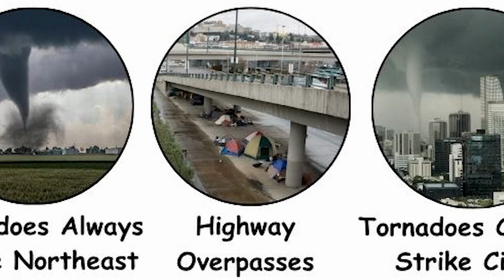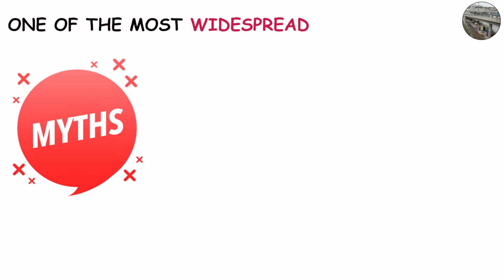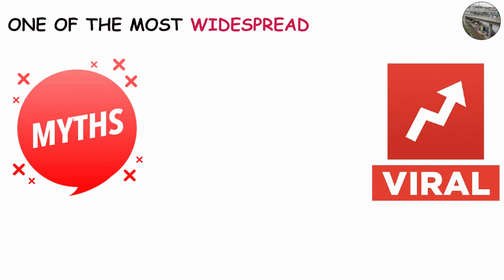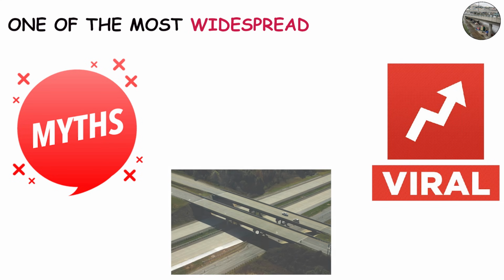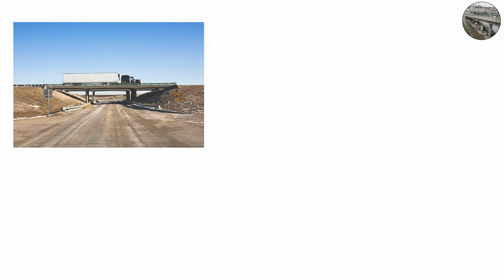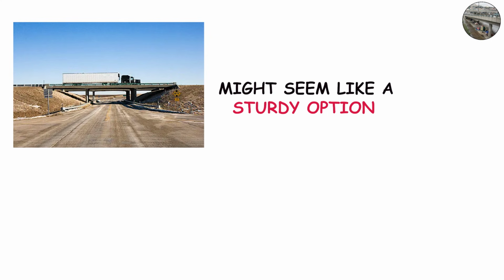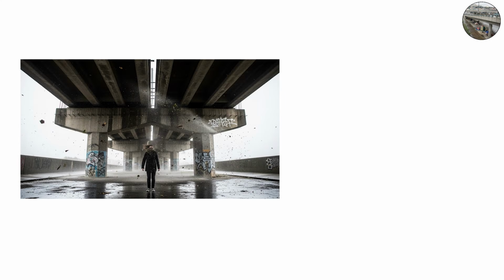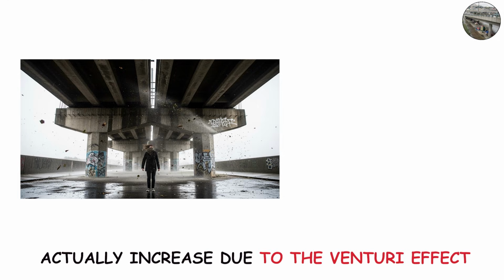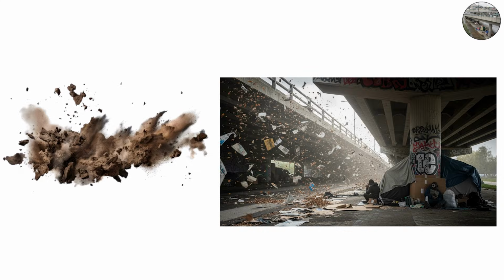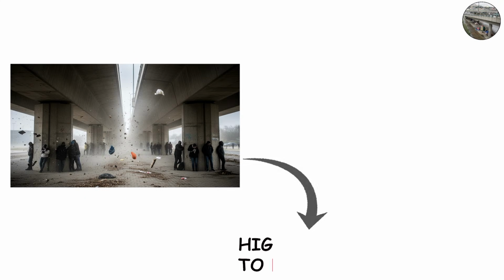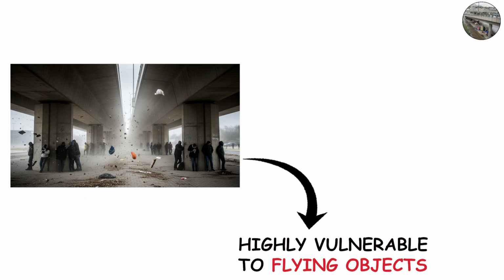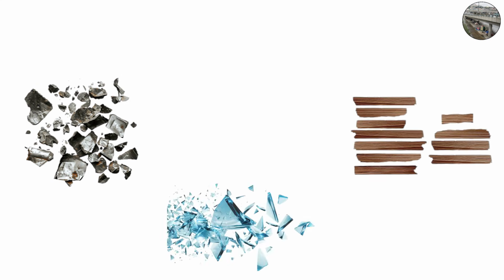Highway overpasses are safe shelters. One of the most widespread myths comes from viral videos and old advice that suggested taking cover under highway overpasses. While overpasses might seem like a sturdy option, they are extremely dangerous during tornadoes. The wind speed under an overpass can actually increase due to the Venturi effect, accelerating debris toward anyone taking shelter there. People in these locations are highly vulnerable to flying objects, including metal, wood, and glass.